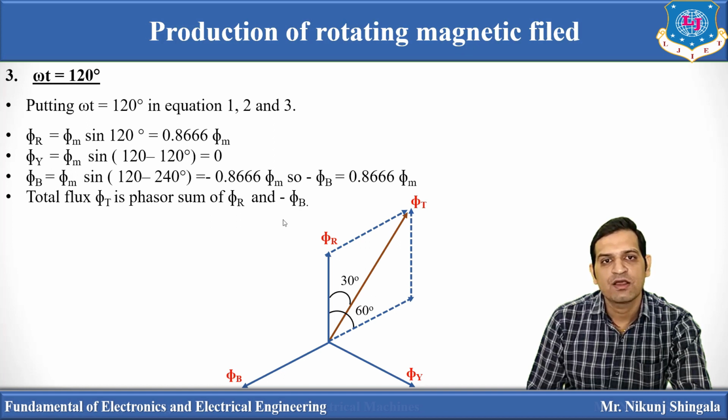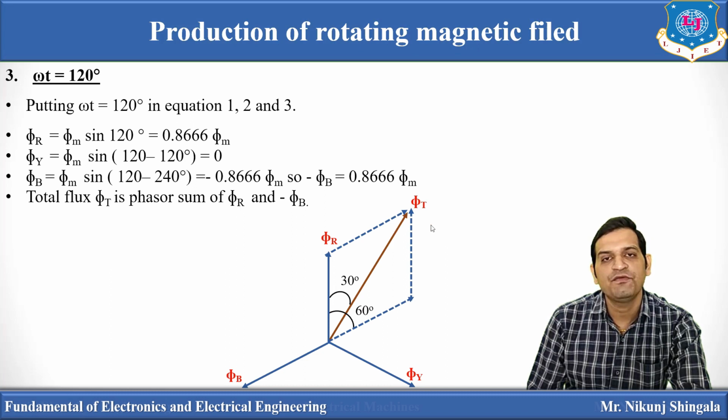So resultant flux is a phasor sum of phi r and minus phi b. So taking the opposite of that, that is a minus phi b over here. Now resultant flux can be found using parallelogram. So diagonal of the parallelogram will give you the resultant flux. Now the angle between phi r and phi t is 60 degree. Angle between phi r and minus phi b is 60 degree.